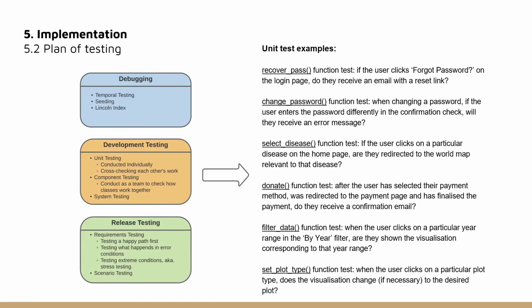On this slide, you can see the overview of our plan of testing of the app. We have split this plan into three main parts, first of which is debugging. While we plan to use different techniques for debugging, our main focus is the Lincoln Index, consistent with the SMART objectives. Furthermore, we focus mostly on development testing and some components of release testing, as user testing is not applicable for our project. Finally, on the right side of the slide, you can see examples of unit testing of some of our functions that we wish to carry out.